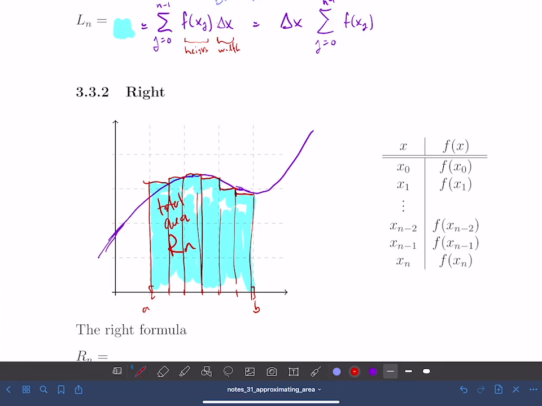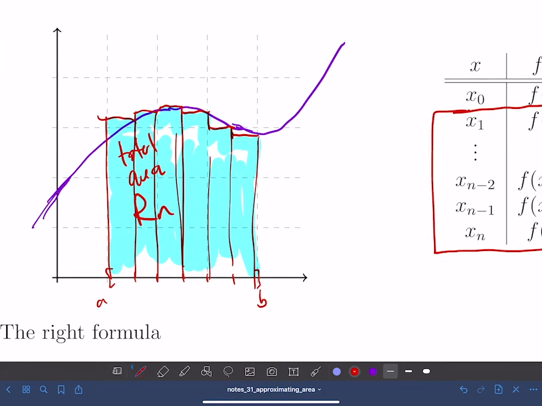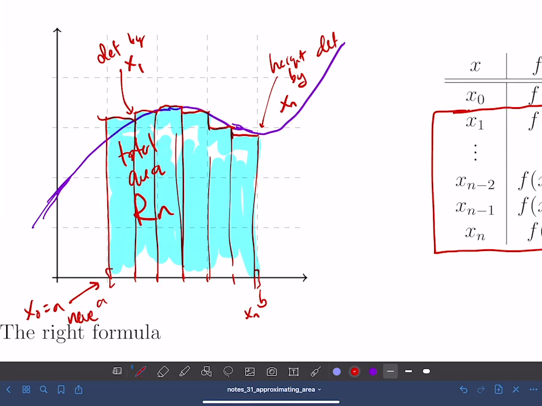When I do that, I'm using this part of the table, because if you look at the right-hand side over here, that's where x sub n is at this end. And the height for the last one on this side is determined by x sub n, the height for the first one is determined by x sub 1, and x sub 0 equals a was never used.